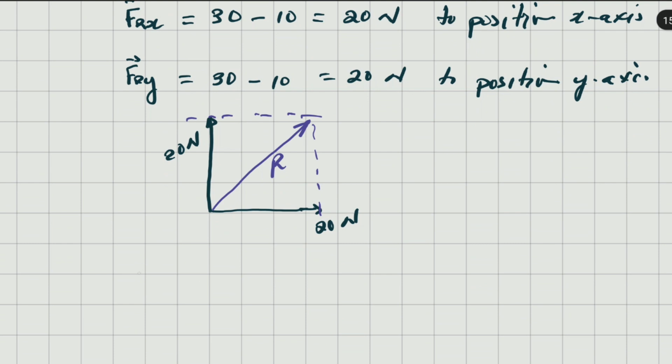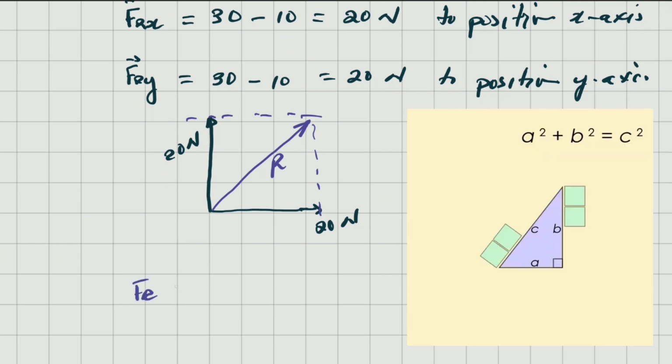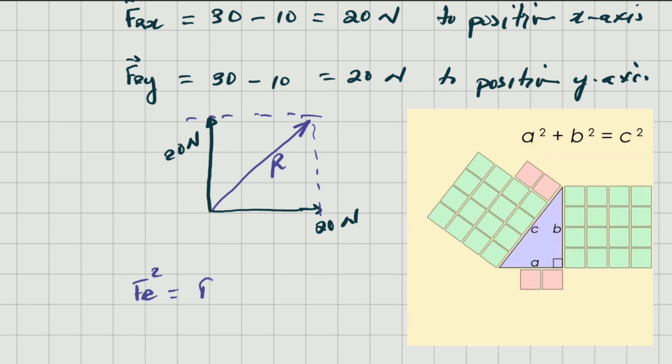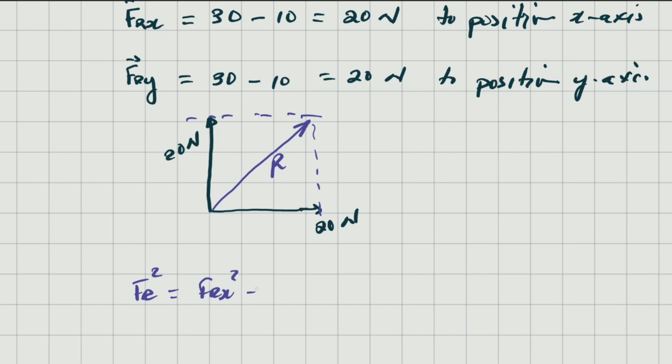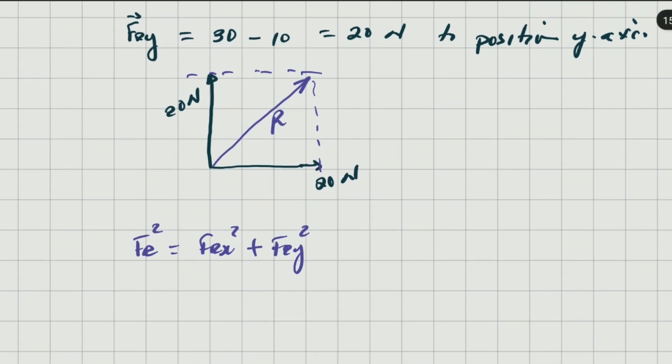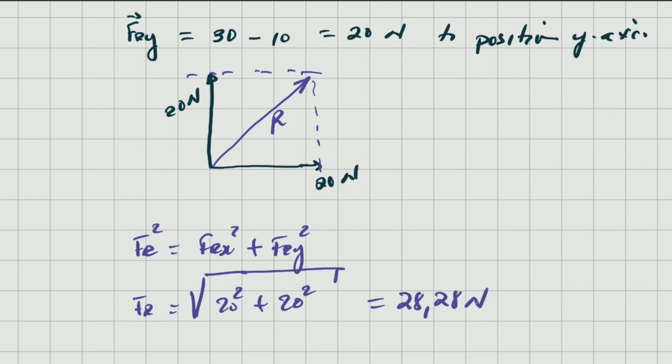Guys, we're using Pythagoras again. So the magnitude of FR is equal to the square root of FR in x squared plus FR in y squared. Okay, and now if we substitute here, FR is equal to the square root of 20 to the power 2 plus 20 to the power 2. And when you calculate this one, the answer would be 28.28 Newton. But you are not done.